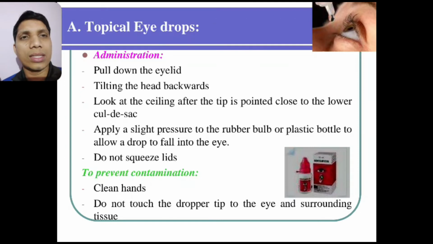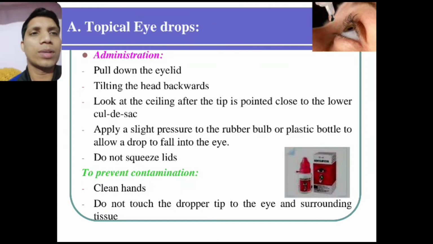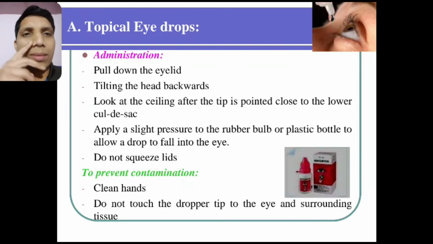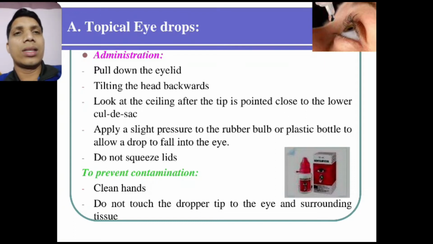Pull down the eyelids, tilt the head backwards, and look at the ceiling, with the tip pointed close to the lower conjunctiva. Apply slight pressure to the rubber bulb or plastic bulb to allow a drop to fall into the eye. This is generally the procedure of administration of the drug into the eyes. To prevent contamination, use clean hands, and do not touch the dropper tip where the drug is administered with your hand.